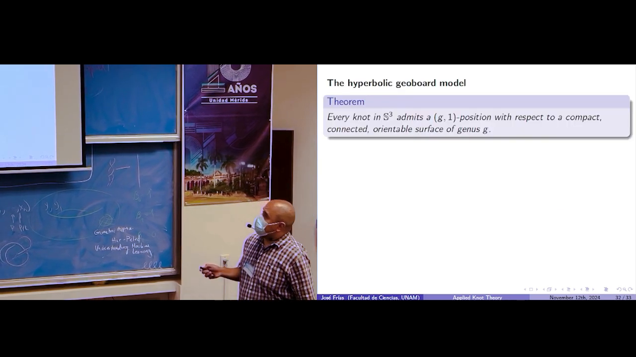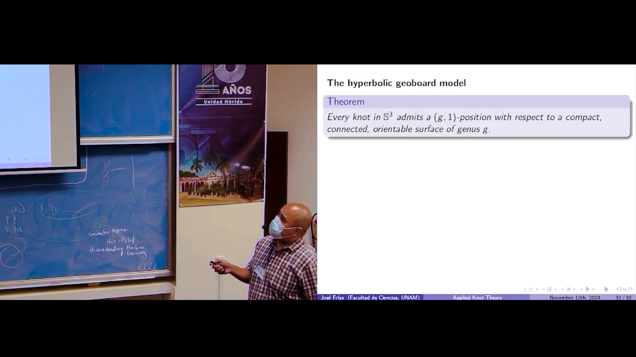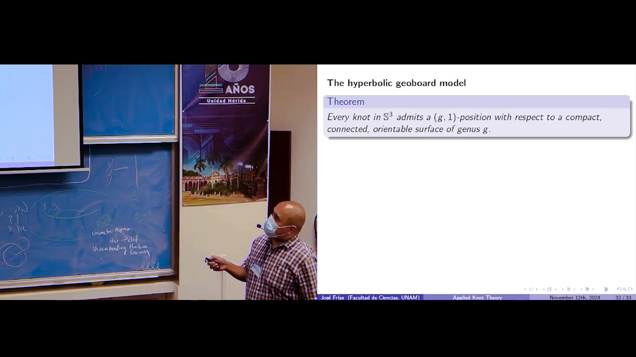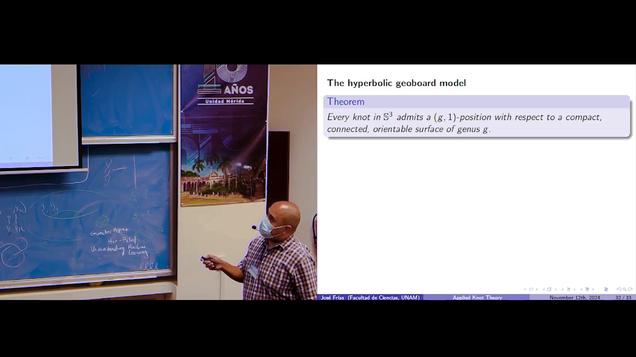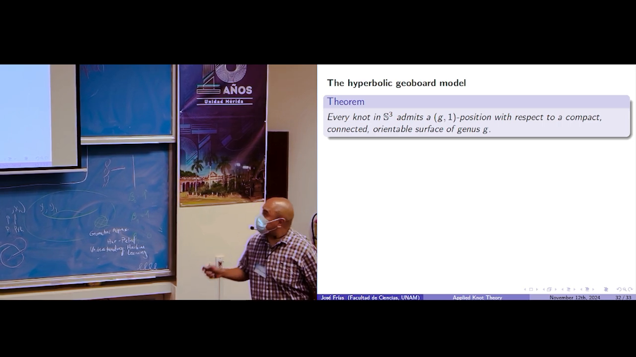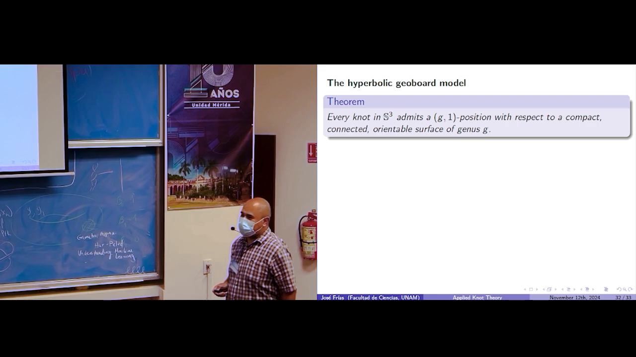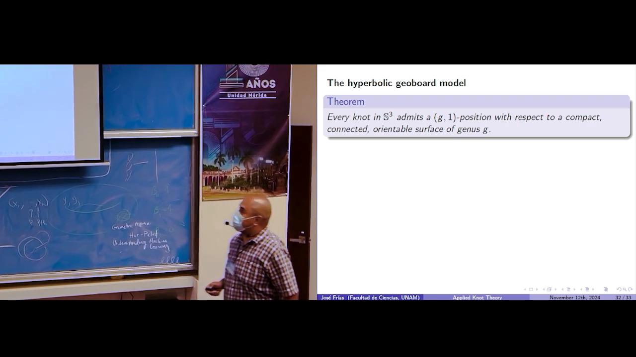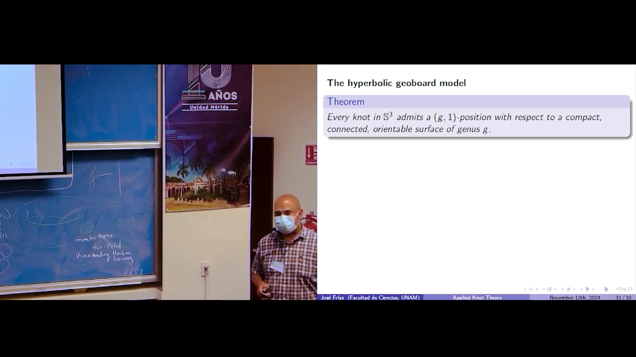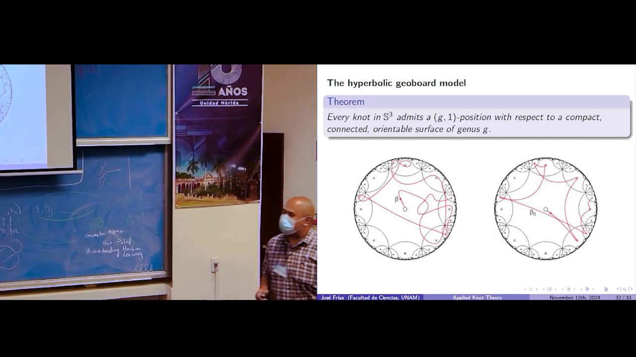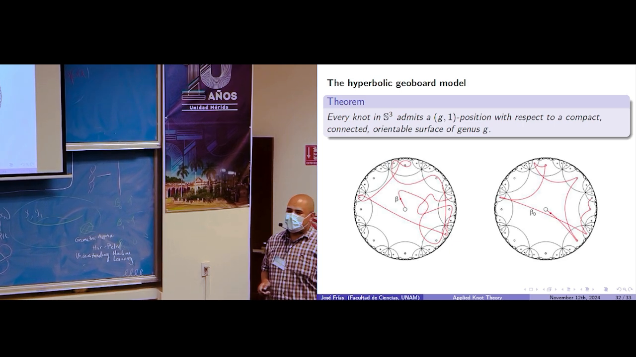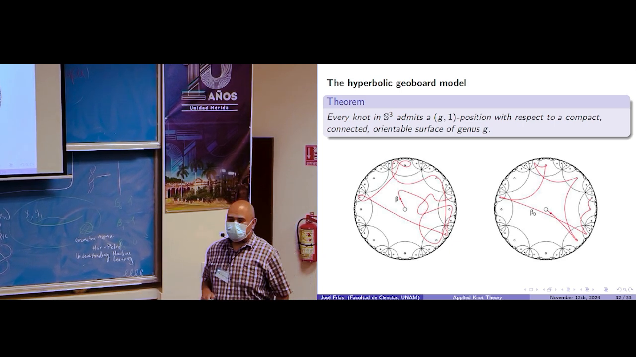But what happens in the general case? Well, we have the following result. Every knot in S3 admits a G1 position with respect to a compact connected orientable surface of genus G. So instead of having here the torus, we have a surface of genus G. What's the universal covering of a surface of genus greater than 2? The hyperbolic plane. Okay, have you played the geoplane in hyperbolic space? So the generalization follows, right?